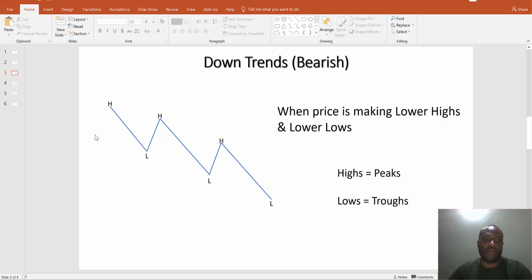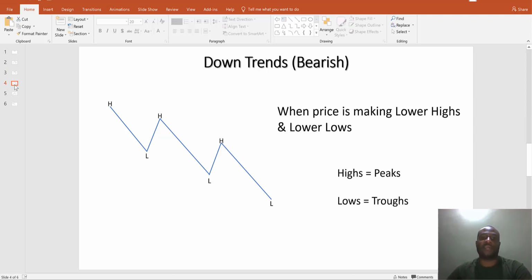Price is making lower highs and lower lows, and we can see in this case as well, this low here is lower than this low, and this low here is lower than this low. So that is a simple definition of a downtrend. Uptrend, price making higher highs and higher lows. Downtrend, price making lower highs and lower lows.